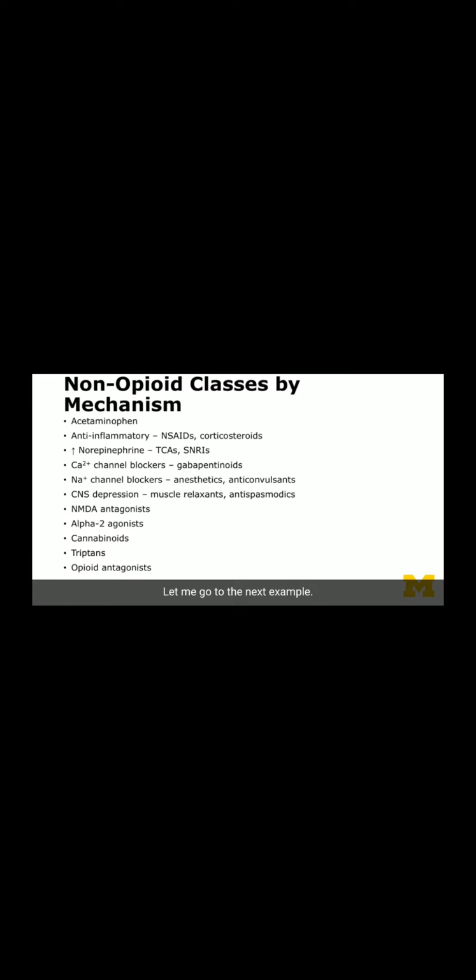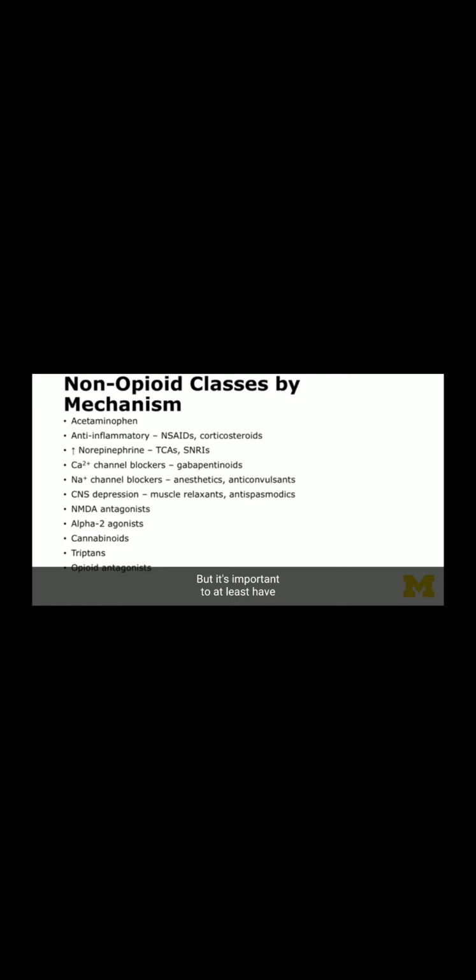When we go to the next example, TCAs, tricyclic antidepressants, and SNRIs, these increase norepinephrine within the central nervous system. So what they do is they work by helping the descending pain pathway, helping the patient's body re-regulate how they process that actual pain. So those medications aren't necessarily going to be effective for other types, and we'll look at that in just a second here.